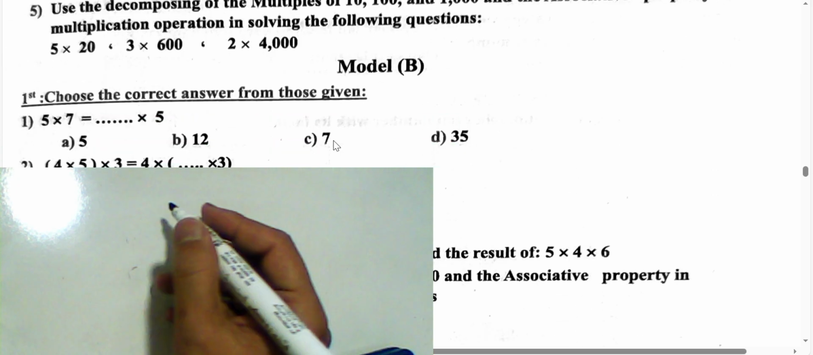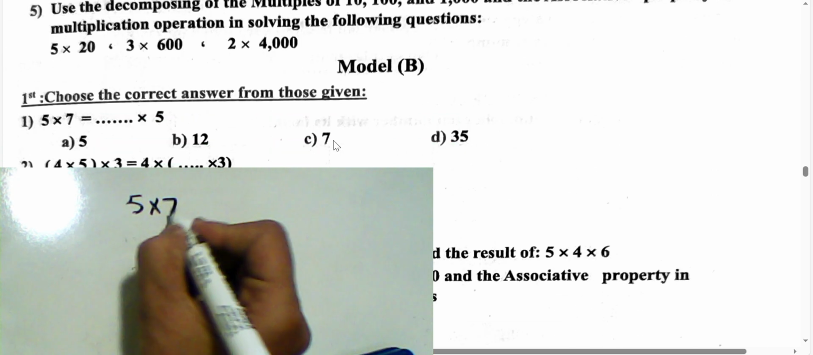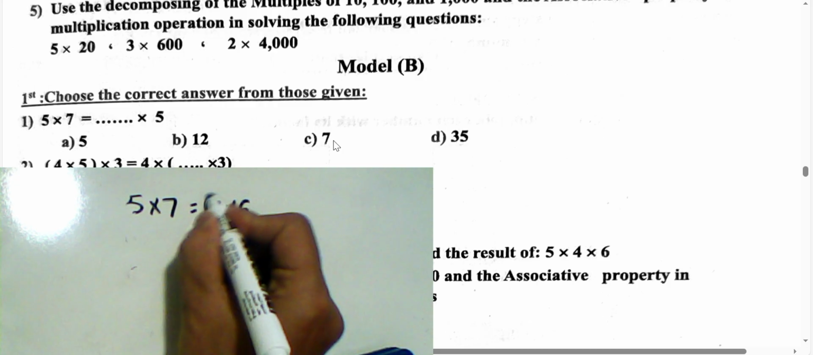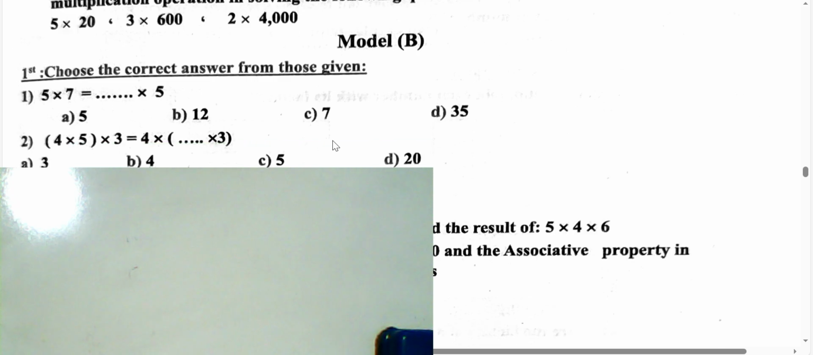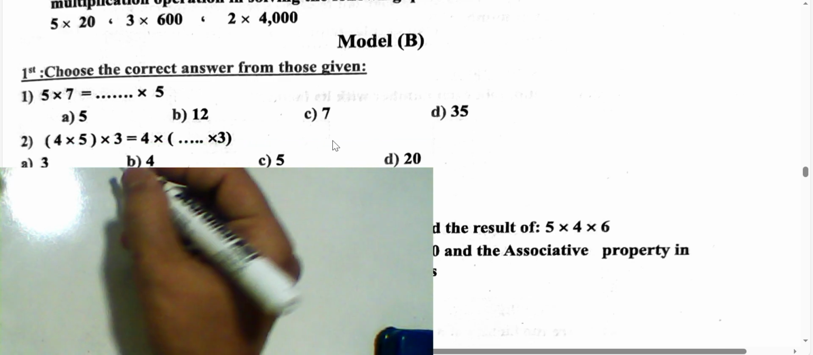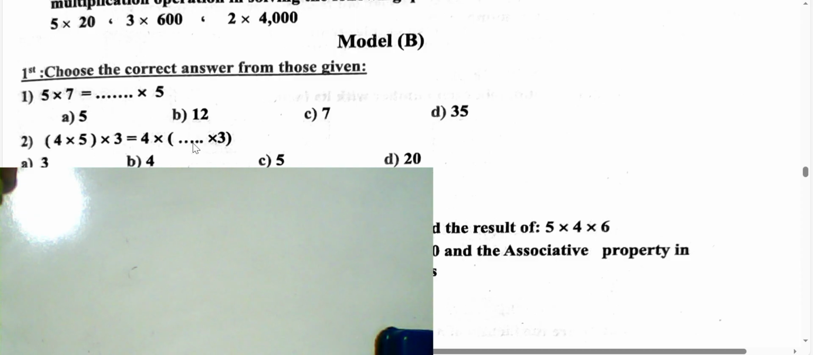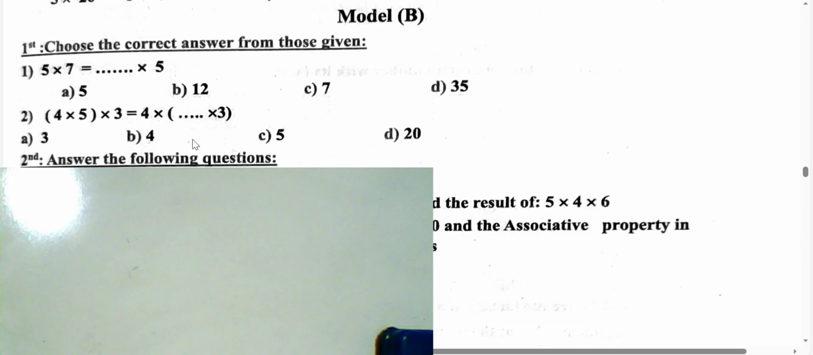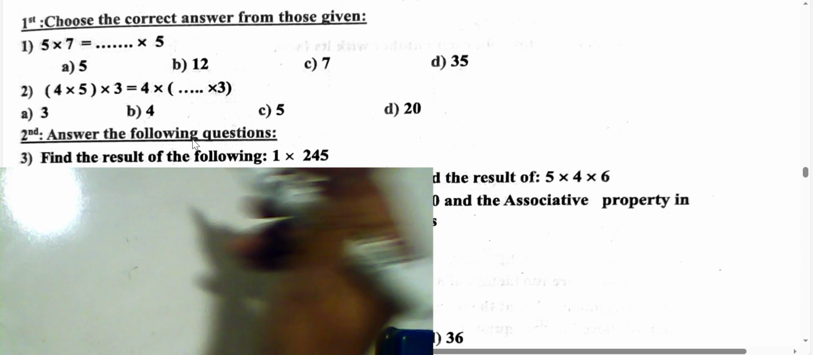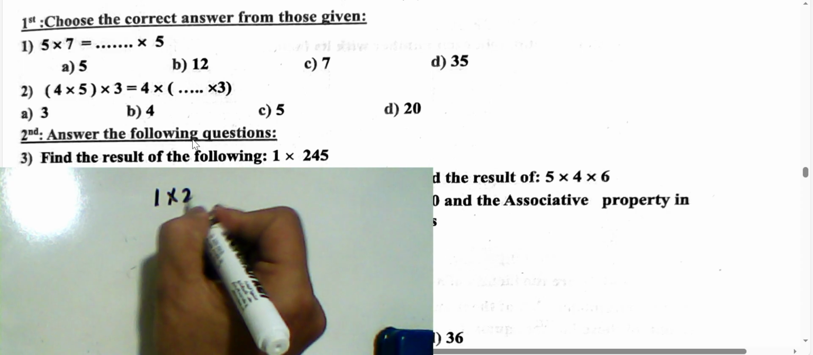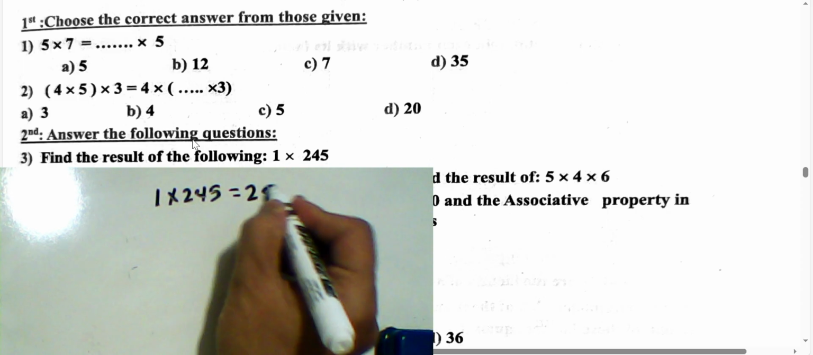Next question, letter B. 5 times 7 equals 7 times 5. Write 7 in the brackets. Next question, number 2. 4 times 5 times 3 equals 4 times what times 3. We must write 5 here in this space. Answer the following. 1 product by 245 is 245.